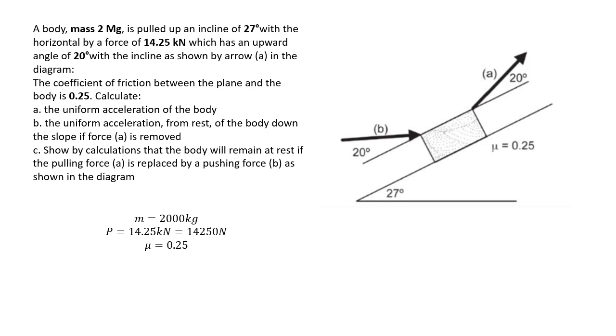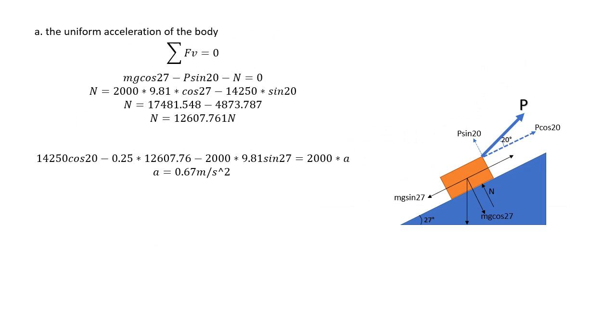And now we write down our units and our known variables: mass, the pulling force, and our mu, which is 0.25, the coefficient of friction. So, uniform acceleration of the body.